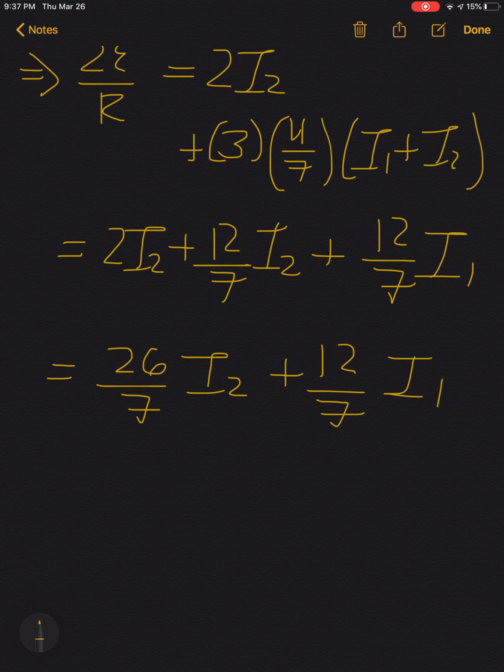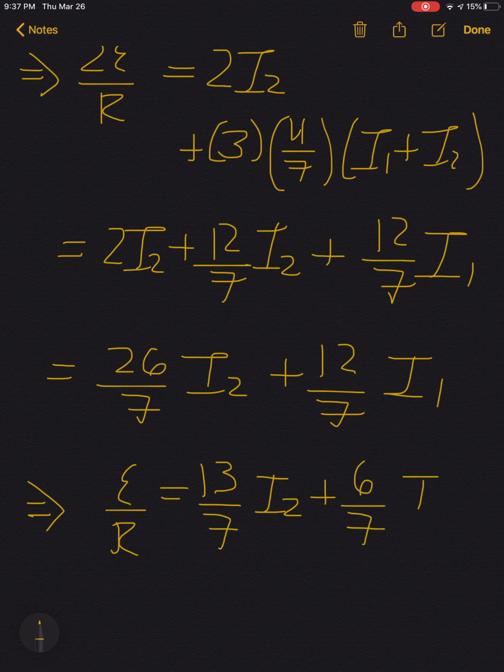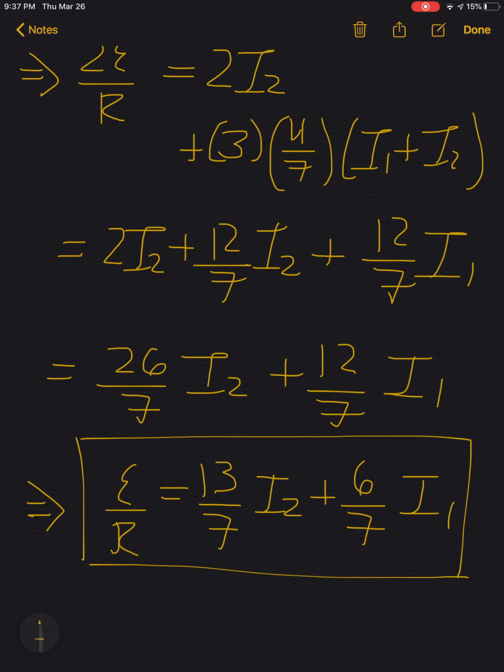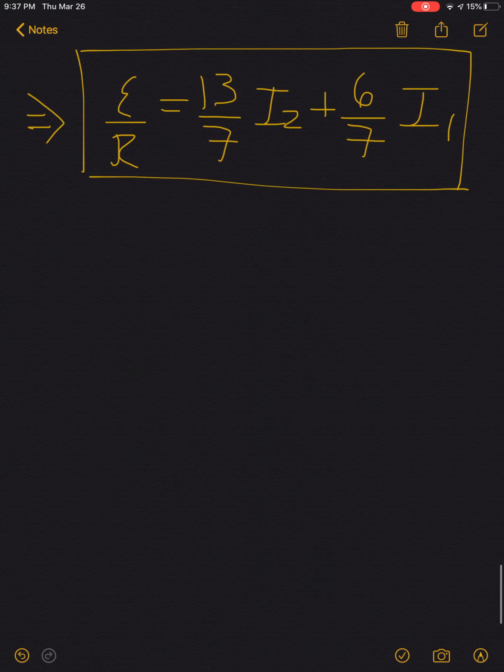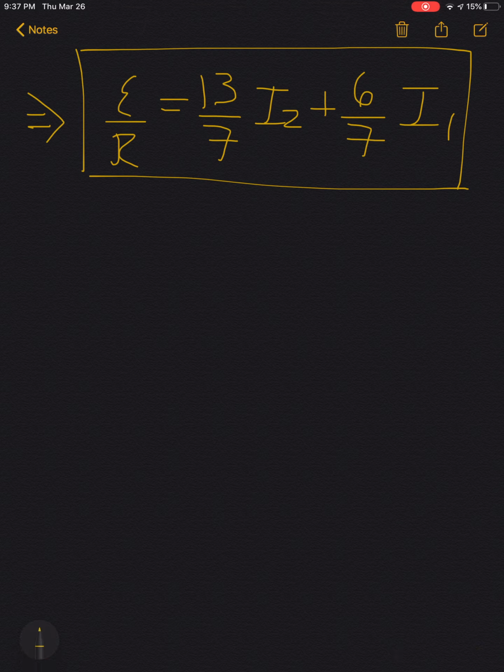And then the left-hand side had a factor of 2. So when you divide that on both sides, you get that this is 13/7 I2 plus 6/7 I1. So this is the other equation that we very much want to work with. So we have the two equations basically in their most simplified form. So let's go ahead and work with that.